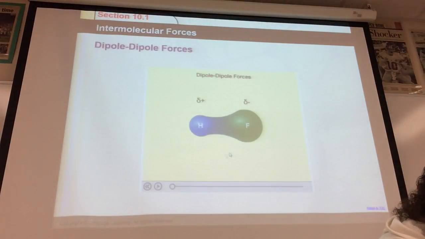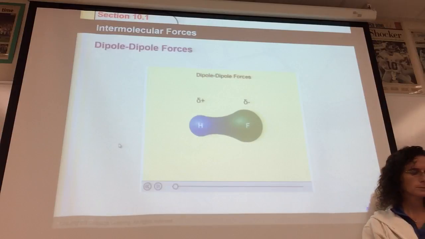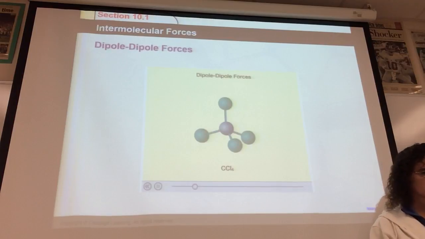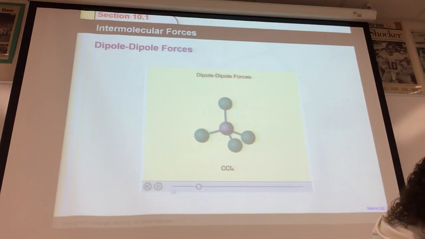Now they gave you hydrogen fluoride. I didn't on purpose, because hydrogen fluoride exhibits another one that we'll see next. Bonds between atoms with different electronegativities have a permanent dipole, that is, a separation of charges, because of the unequal sharing of electrons. Some molecules which contain polar bonds do not have a net dipole.